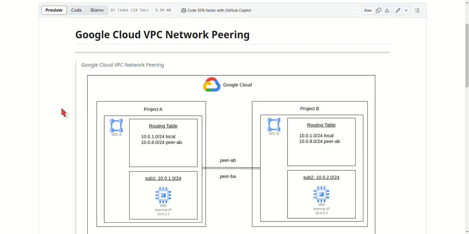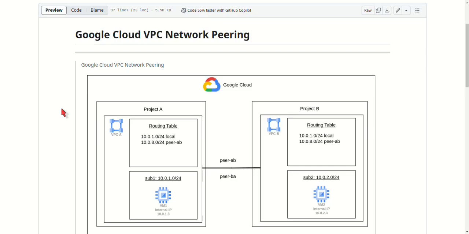Today we are diving into Google Cloud's VPC Network Peering, a critical component for designing secure and efficient network architectures in GCP. Whether you're optimizing your cloud network or exploring new ways to connect VPCs, this video will provide you with in-depth insights and best practices. So let's get started.